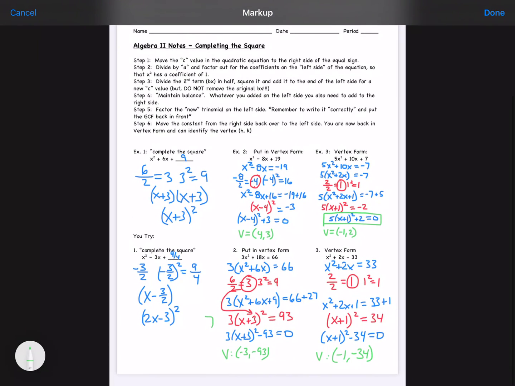So it seems like it's difficult at the beginning. It's not as hard as you think. You just need to make sure you balance both sides. Take the half of b, and then we square it.